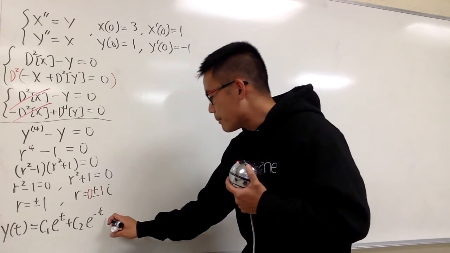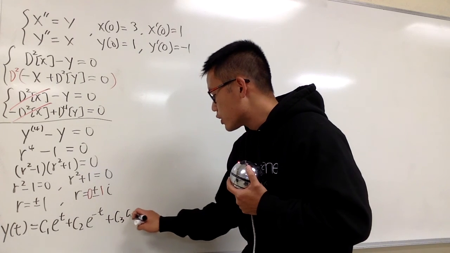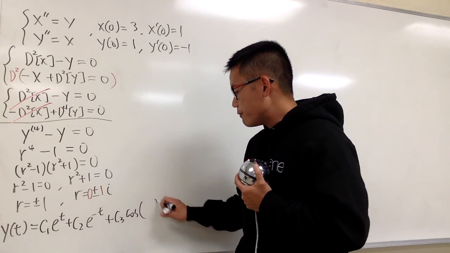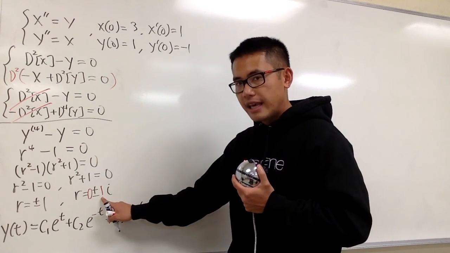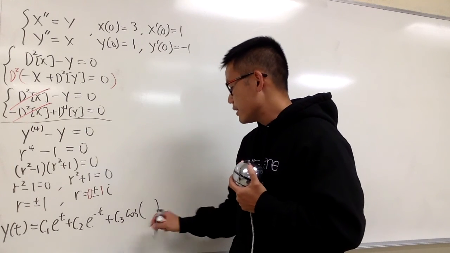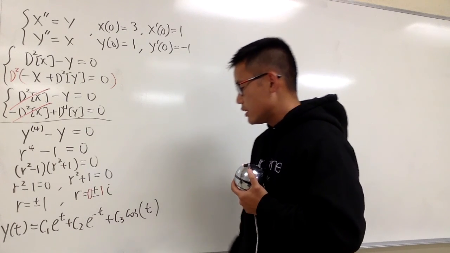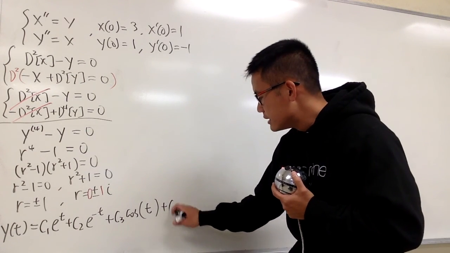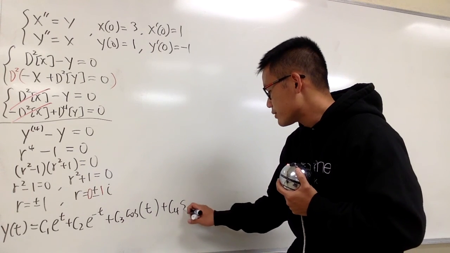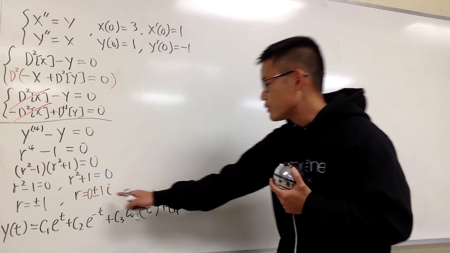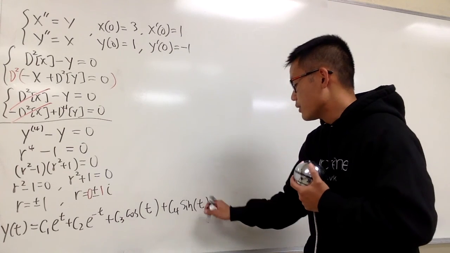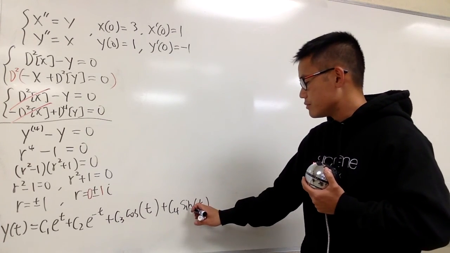Let me first write down plus c3 cosine of beta. Beta is 1 in this case, which is just 1 right here, right? So it's just t, 1t. And then plus c4. And then the next part is going to be sine of beta, which is 1, which is just going to be 1 times t, like that.